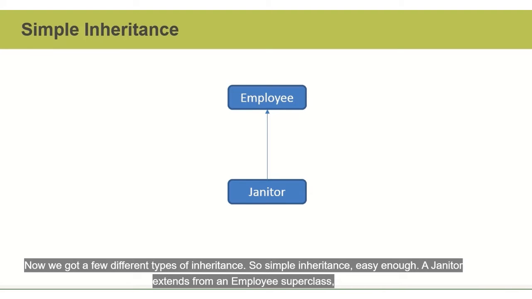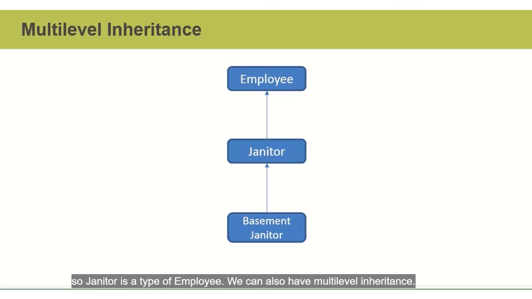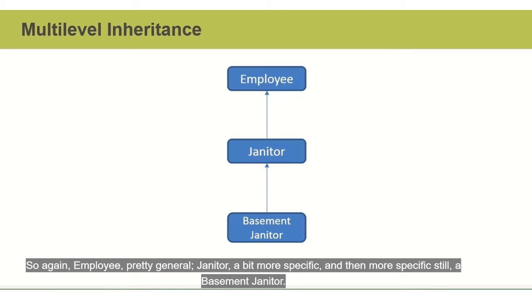Now, we've got a few different types of inheritance. So simple inheritance, easy enough. A janitor extends from an employee superclass. So a janitor is a type of employee. We can also have multi-level inheritance. So we can have employee, which is pretty general. A janitor is a type of employee. So that's, again, kind of general. But then we might have a specific type of janitor, a basement janitor in this case. So as we get further on down the chain, we're getting a bit more specific with the type of employee that we're creating. So again, employee, pretty general. Janitor, a bit more specific, and then more specific still, a basement janitor.